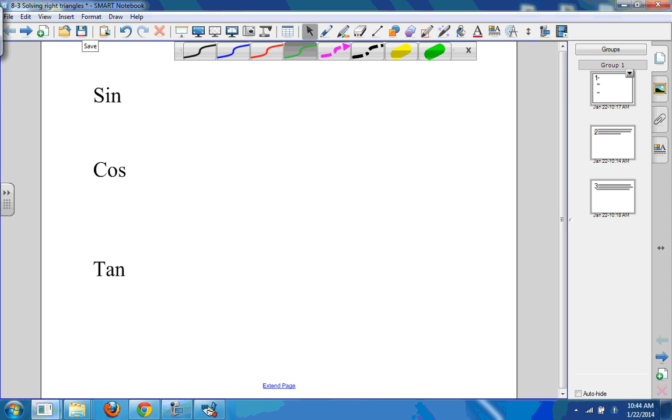Alright, today we're going to work on sine, cosine, and tangent a little bit more. Specifically, we're going to look at their opposites. Everything in life in the world has opposites.